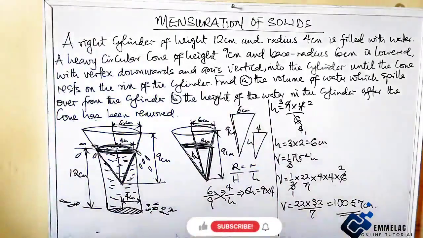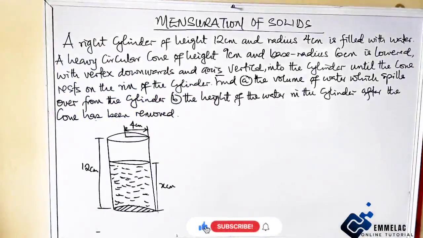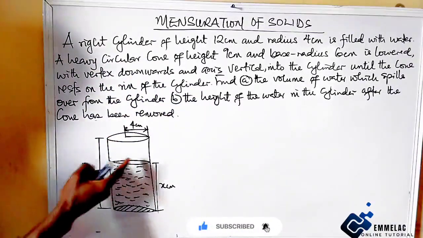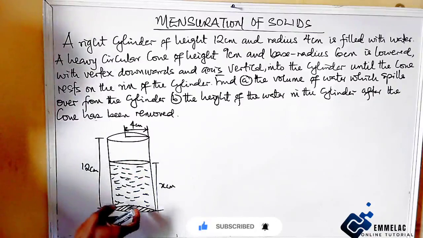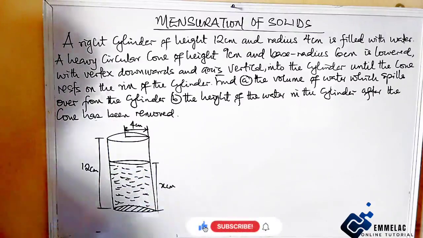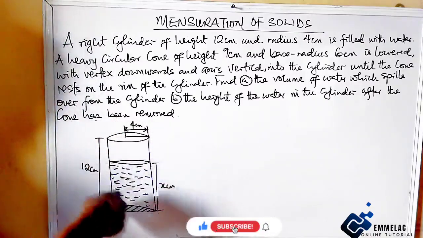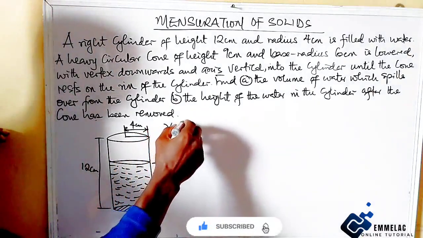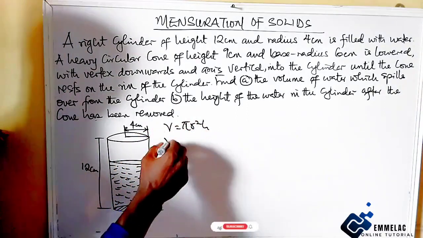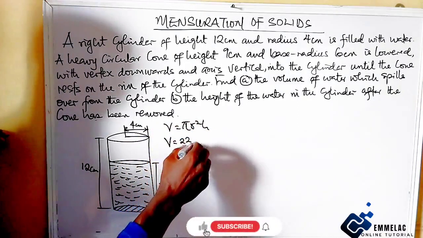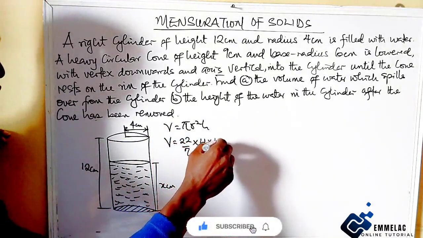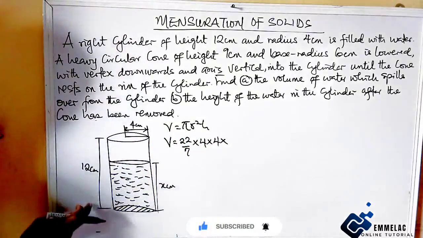Alright. Okay, now looking at this for the height of the water, the cone has now been removed. This is the remaining part of water that is remaining in the cylinder. So how do we get the height of this water? First of all, let us calculate the total volume of the cylinder, which is pi r square h, the volume of a cylinder. Taking that, we have 22 over 7 times the radius here, 4 times 4, then times the height, which is 12.